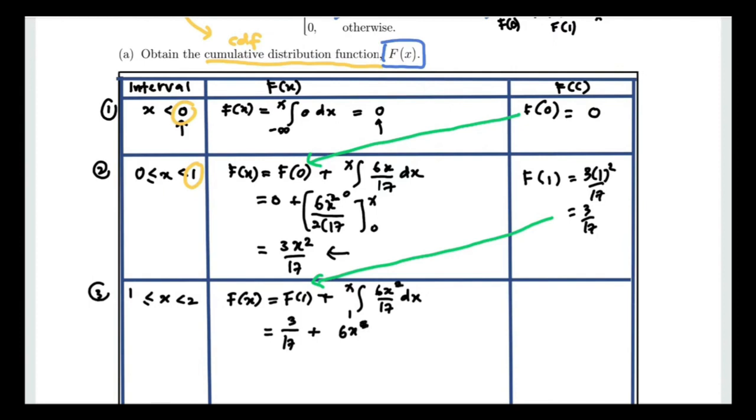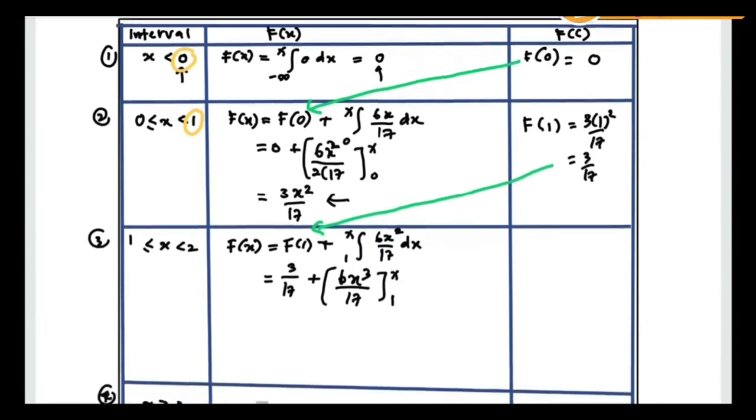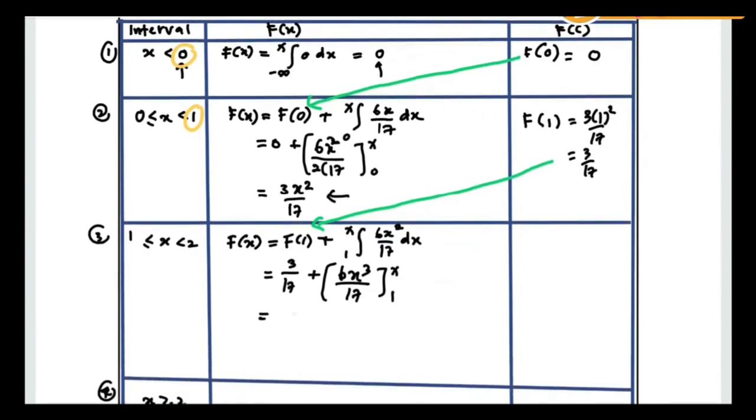Wait, I'm going to erase this. This should be from 1 until x. So then we get 6x cubed over 17 with the limit 1 until x. Right, we are going to solve it.